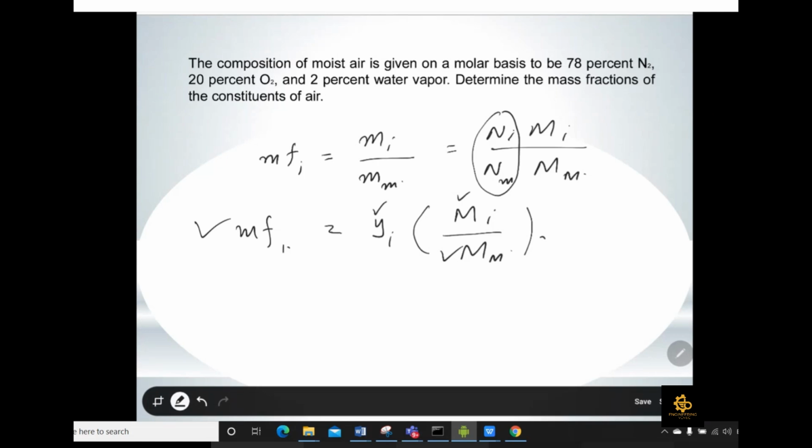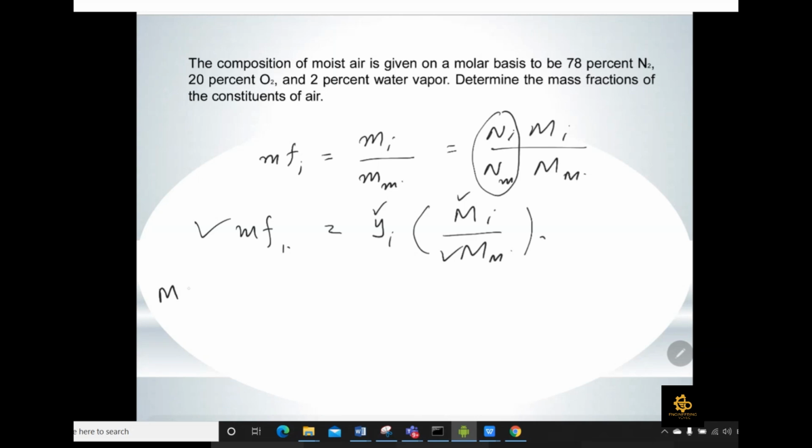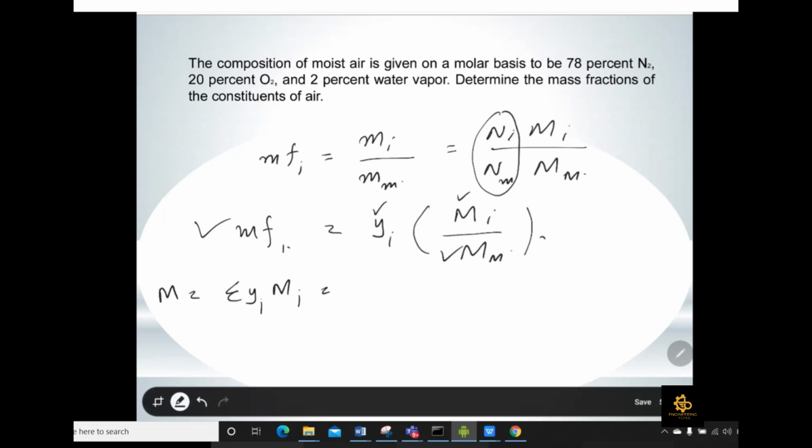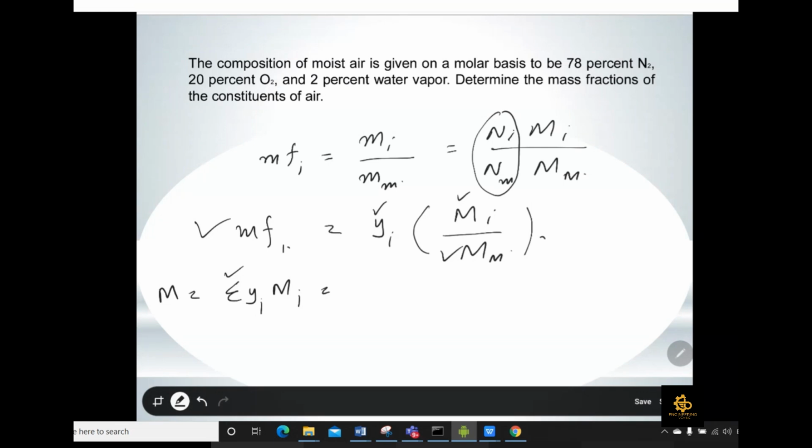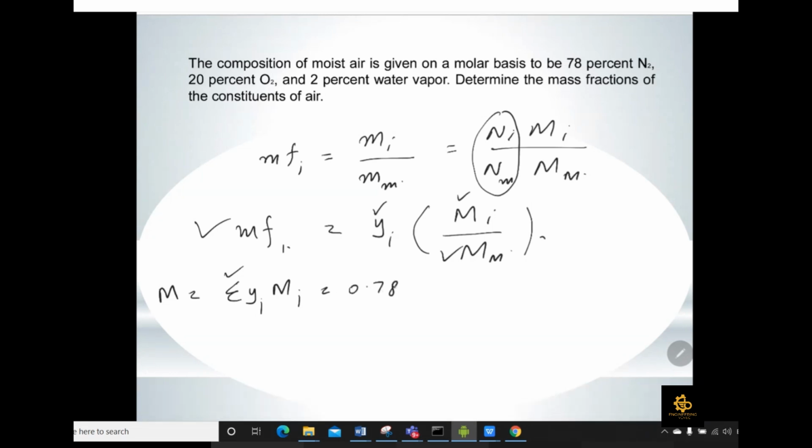First, we have to find the molar mass of the mixture. For the molar mass of the mixture, I already told you that it is the summation of the mole fraction of the individual component times the molar mass of the individual component. We know the mole fractions from the question. For N2, the first component, it is 0.78, and the molar mass of N2 is 28 from table A1.